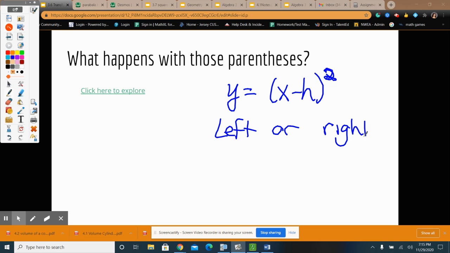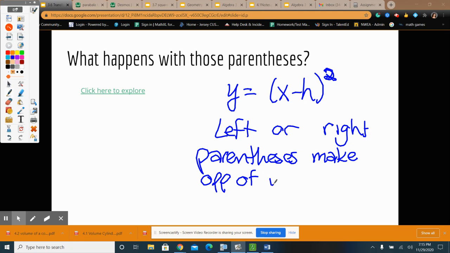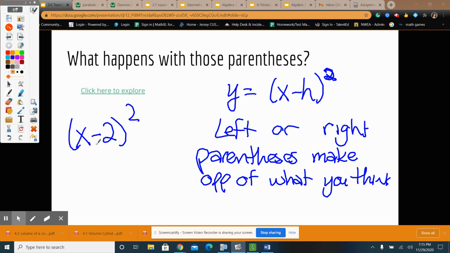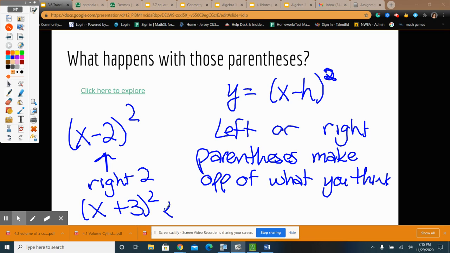And what I like to tell myself is that the parentheses make it counterintuitive. It makes it opposite of what you think. Because if it's (x minus 2) squared, I see a minus, and I might think to the left, but what I'm doing is going to the right 2. If it's (x plus 3) squared, I'm going to go to the left 3. So you basically change the sign for the direction that you're going to go.